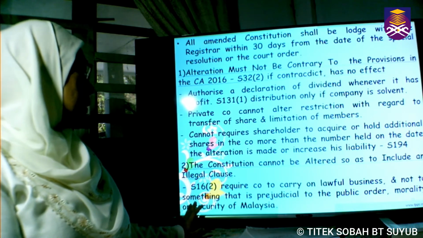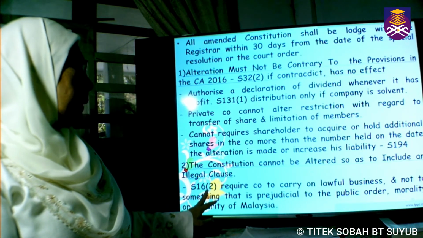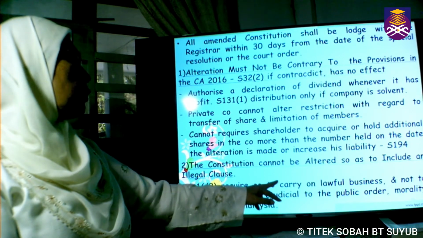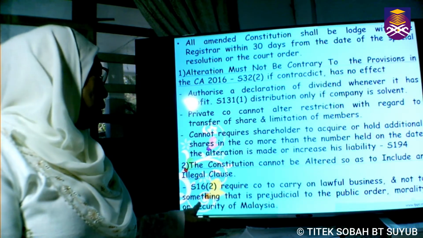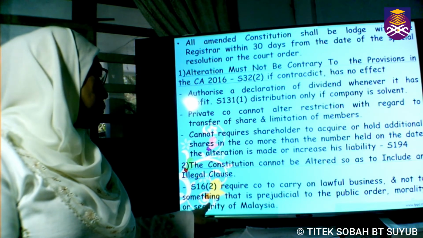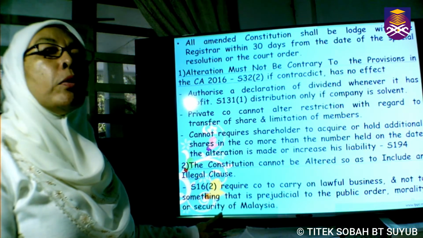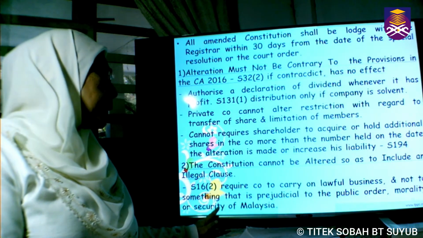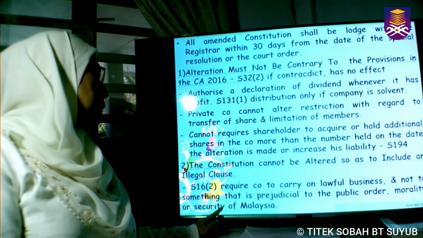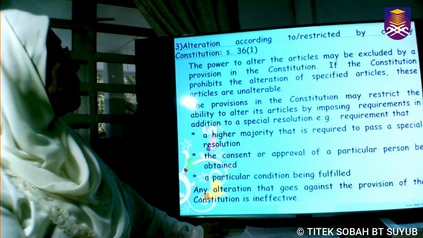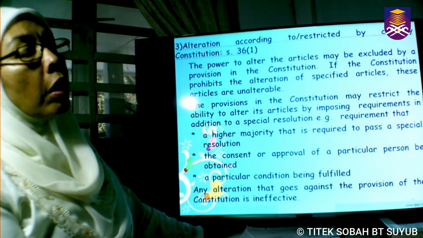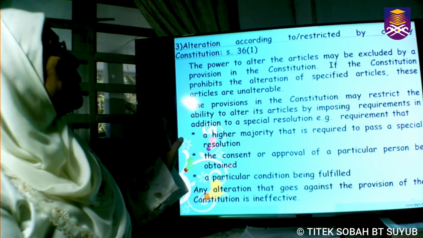This is very clear under section 16, subsection 2, whereby it states that the company must carry on a lawful business. Unlawful business tak boleh, and not to do something that is prejudicial to the public order. Tak boleh memudaratkan kepentingan awam, against the moral and security of Malaysia. One cannot. And alteration according to restriction by the company constitution.